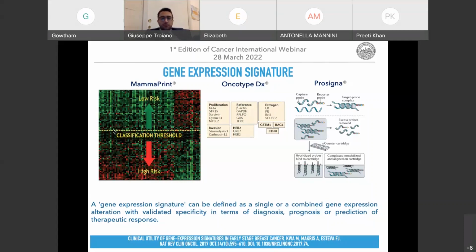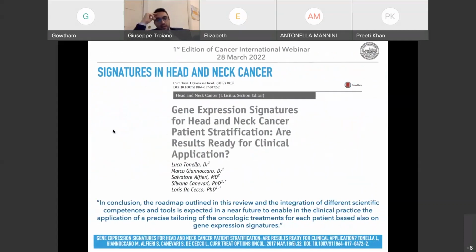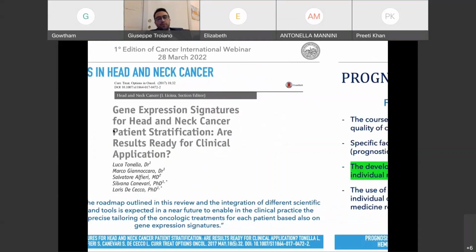However, none of these has been developed and validated for head and neck squamous cell carcinoma, and in particular oral squamous cell carcinoma. According to this study, not much has changed in the last year, also due to the pandemic that has slowed studies in this field on the use of gene expression signatures in clinical practice.